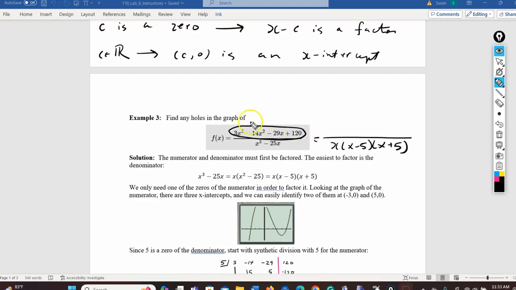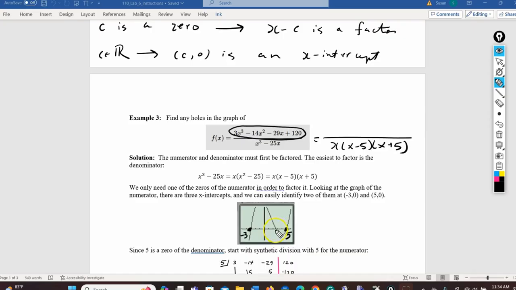So what I'm going to have to do with this one is look at the graph of the numerator, which I've done here. And if I'm lucky, I can identify some x-intercepts that are easy, i.e. whole numbers. And here's one, and here's one. I have an x-intercept at -3, and I have an x-intercept at +5.